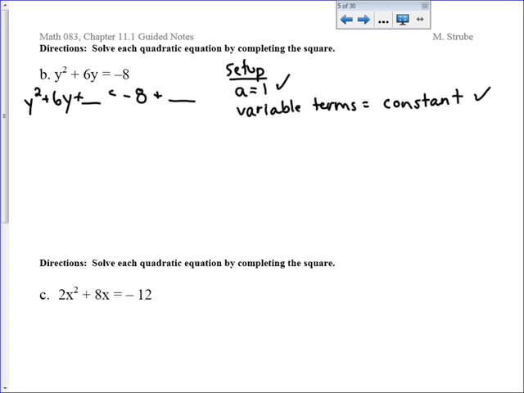Now there's two steps to find that number. First thing you have to do is take B and divide it by 2. It's always divide by 2 to start. So that's going to give me 3. And the second step, for completing the square, we're making a perfect square trinomial. You need to take the result from dividing by 2 and square it. So you divide by 2 and then you square that number. So in this case, 9 completes the square.